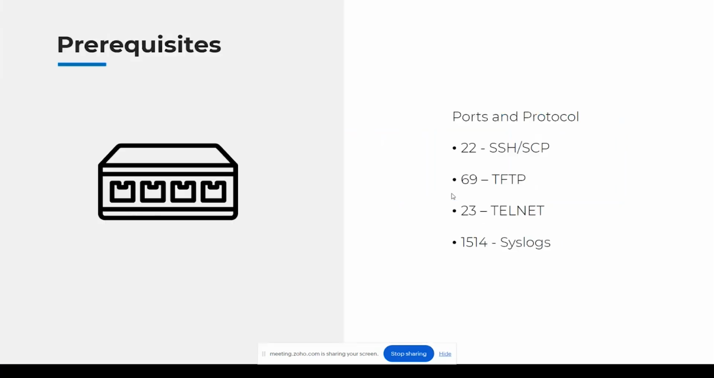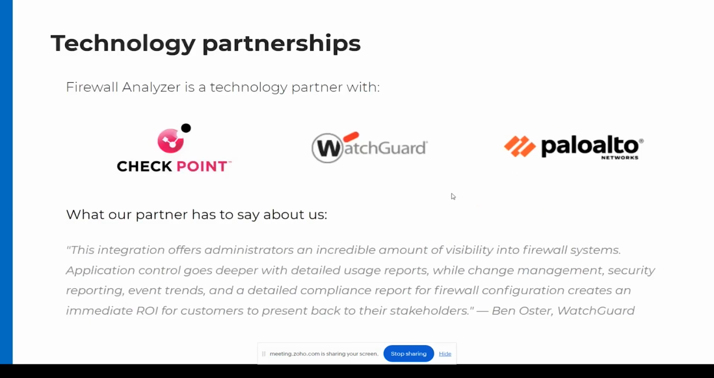And the next one, you can see the prerequisite ports that need to be free and the respective protocols that will be used. So we have SSH or SCP on port 22, TFTP on port 69, Telnet on port 23, and port 1514, which acts as the default listener port where you will forward all your syslogs for Firewall Analyzer to generate syslog-based reports. Then we have our technology partnerships with Checkpoint, Palo Alto, and WatchGuard, and we are actively working towards expanding this section.